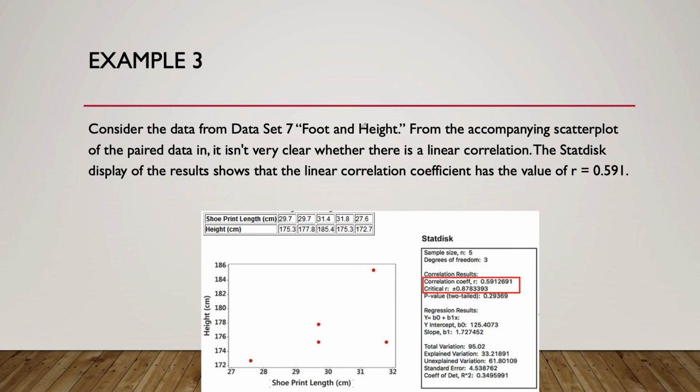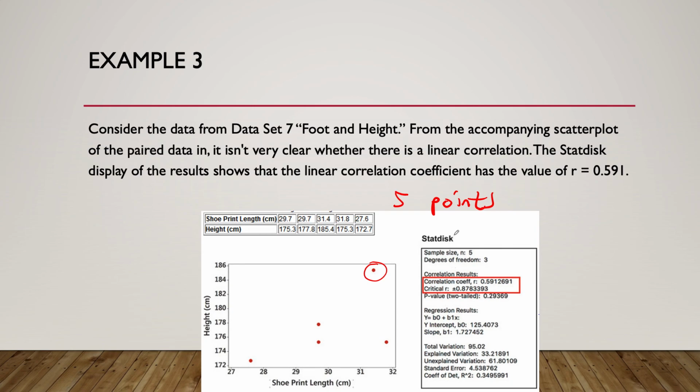My next example here, concerning this data from the Data Set 7 foot and height dataset, from the accompanying scatter plot of the paired data, it isn't very clear whether there is a linear correlation between these data points. Right? There's only a total of 5 data points. And it looks to be increasing from left to right and from bottom to top. We have a point all the way out here doing its own thing, and then this one here kind of almost starts to decrease a little bit. So you really can't tell that much if it's a linear correlation.